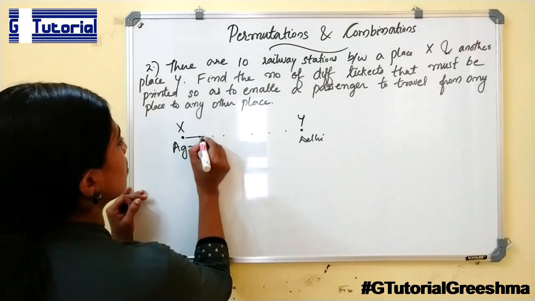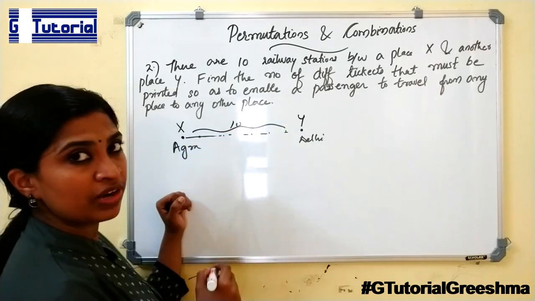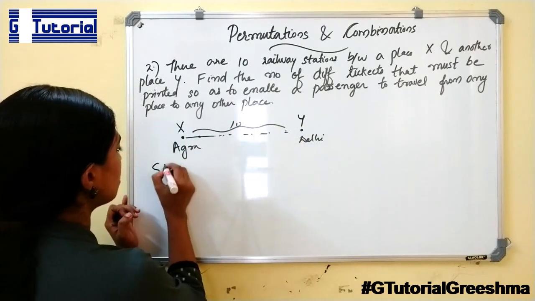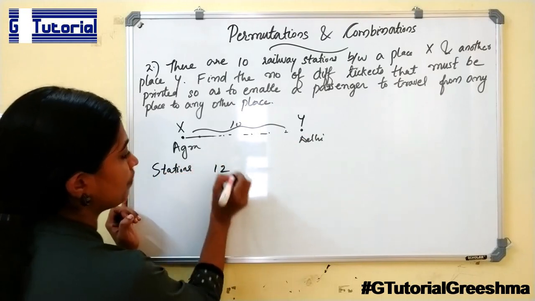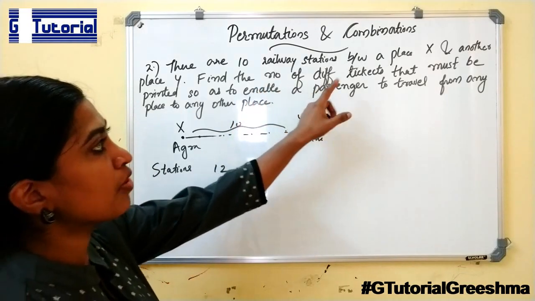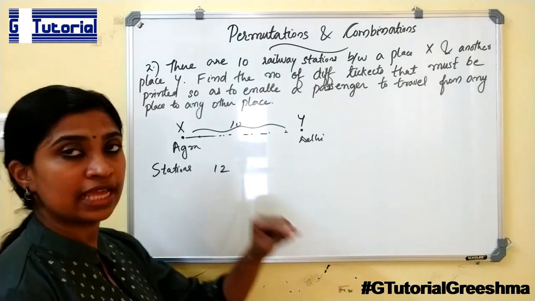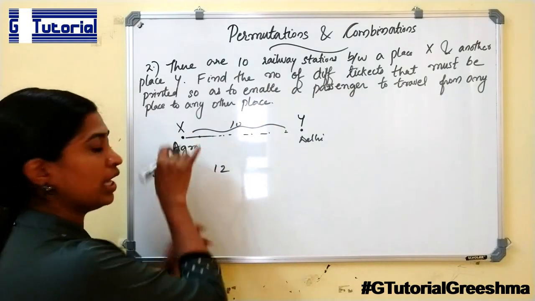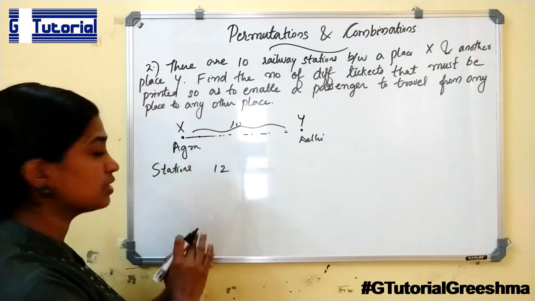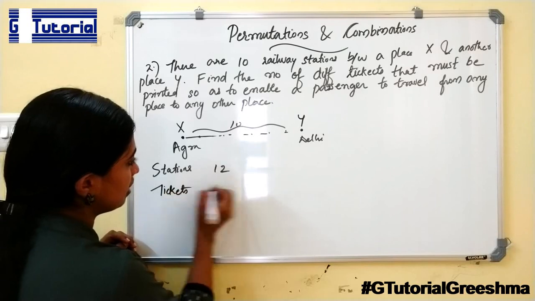So, if there are 10 stations in between, then the total number of railway stations is 10 plus 1, 11, plus 1, 12. So, the total number of stations is 12. Then we are asked to find the number of different tickets that can be generated. Before that, from X to X, a ticket is not possible. It is not possible to go from X to X. It is the same place. So, tickets can be generated in 11 ways.